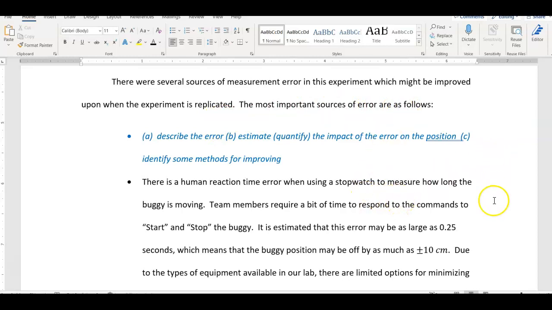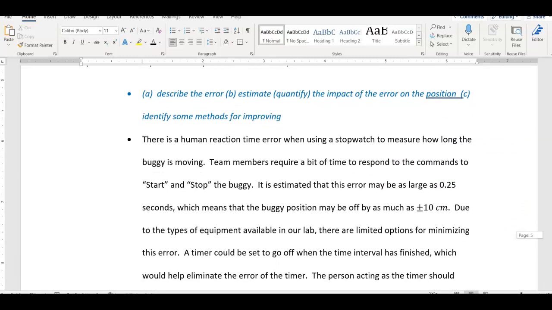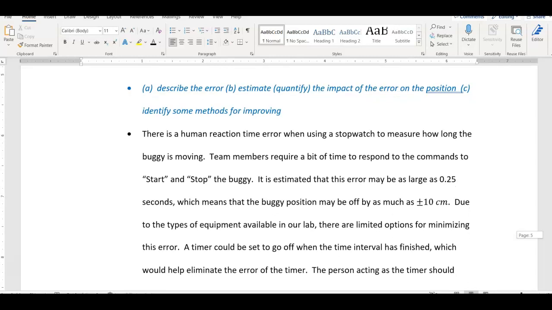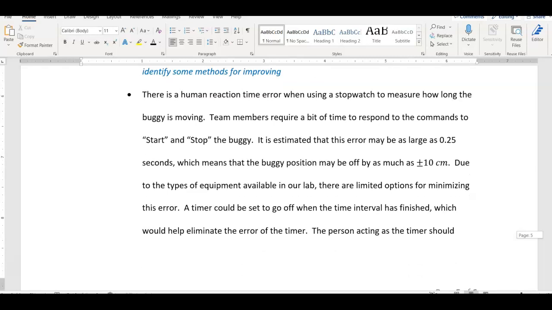And in each one of these bulleted paragraphs, I want to describe the error. I want to try to quantify it, give a specific amount of it, and then also identify one or two methods to improve it. So, for example, there was a human reaction time error when using a stopwatch to measure how long the buggy is moving. I'm still describing the error. Team members need a bit of time to respond to the commands of starting and stopping the buggy.